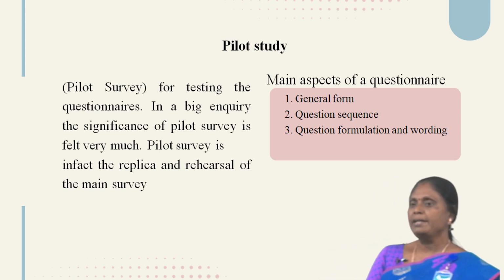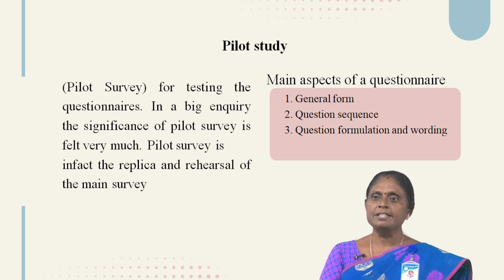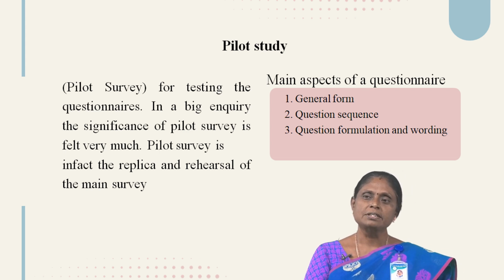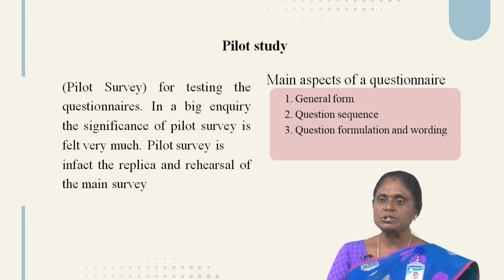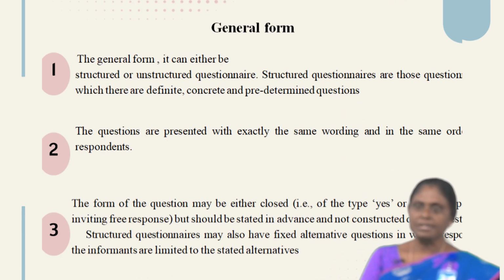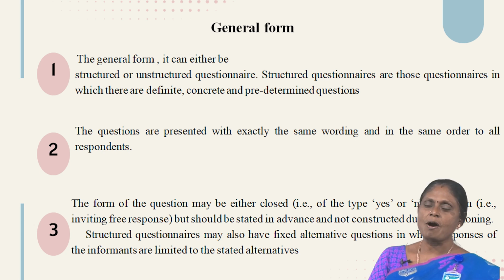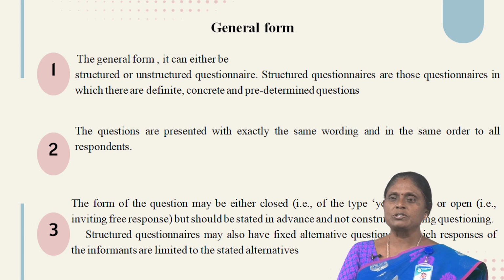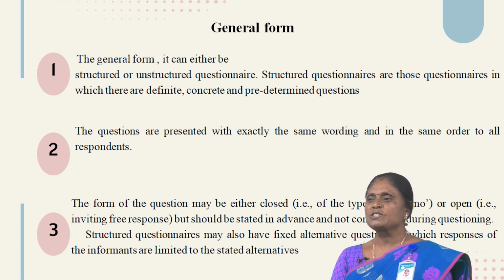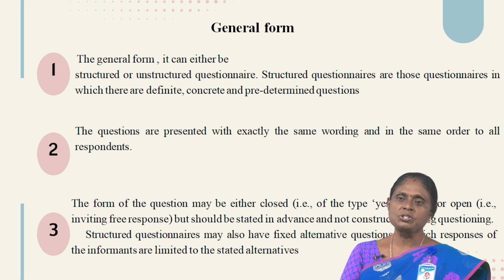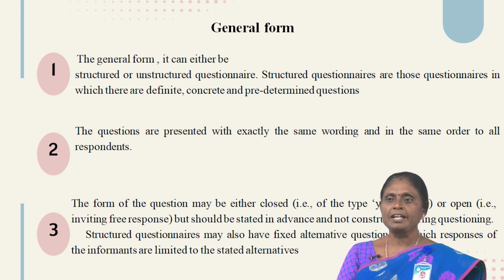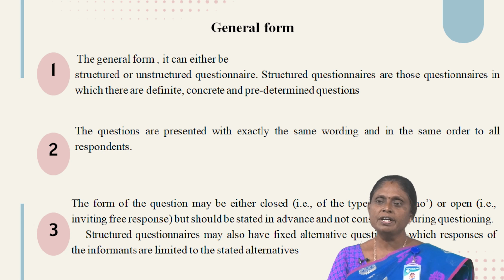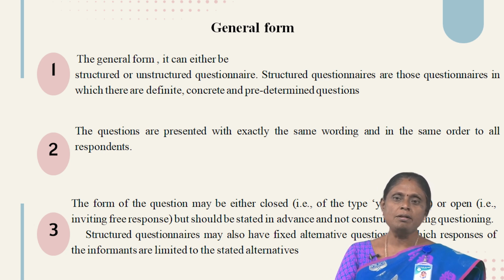Next, what are the main aspects of a questionnaire? A questionnaire contains general form, question sequence, and question formulation and wording. First, what is meant by general form? The general form can either be a structured or unstructured questionnaire. Structured questionnaires are those in which there are definite, concrete and predetermined questions. Second, the questions are presented with exactly the same wording and in the same order to all respondents.